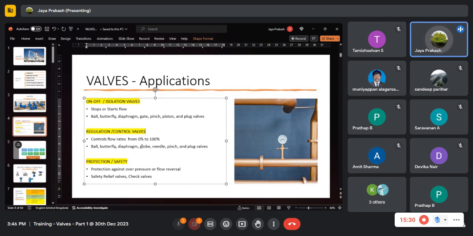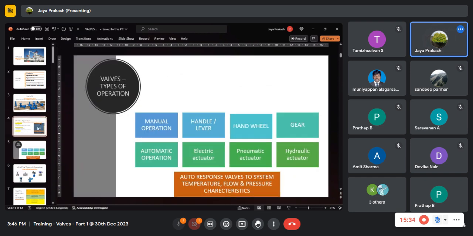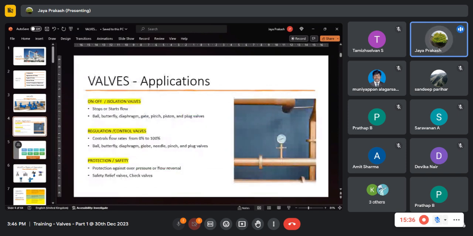And the third type of valves is safety valves. Safety valves provide protection against overpressure or flow reversal. That includes safety relief valves, pressure relief valves, and check valves. These are all safety valves.